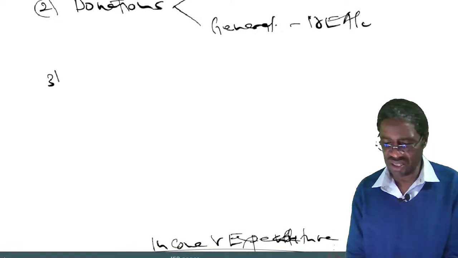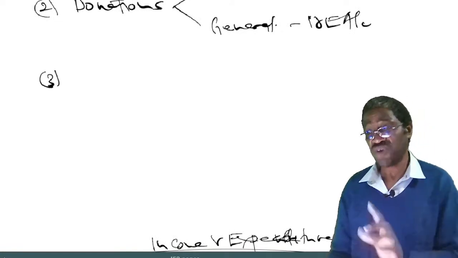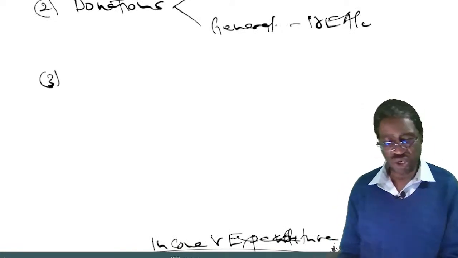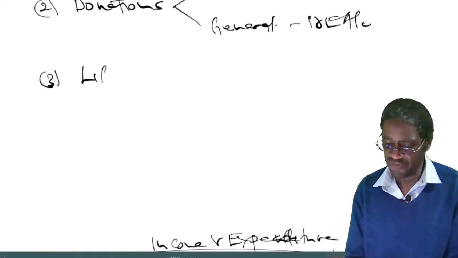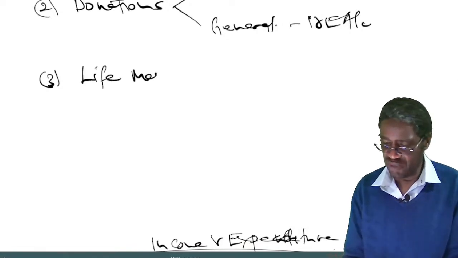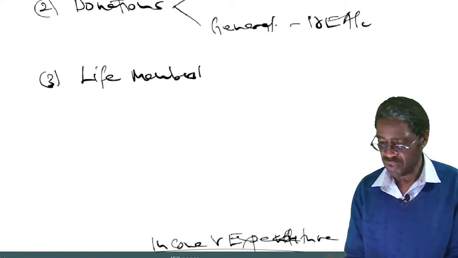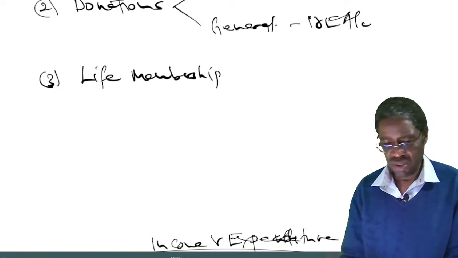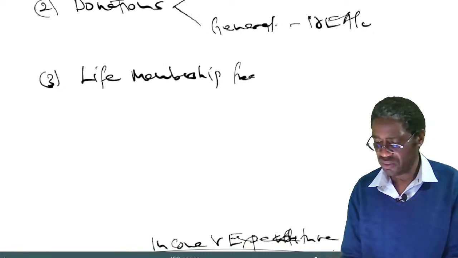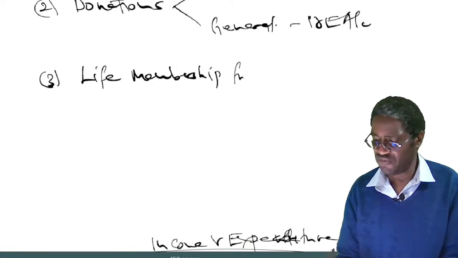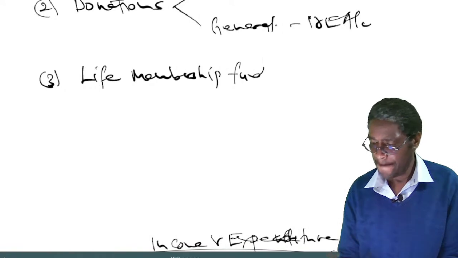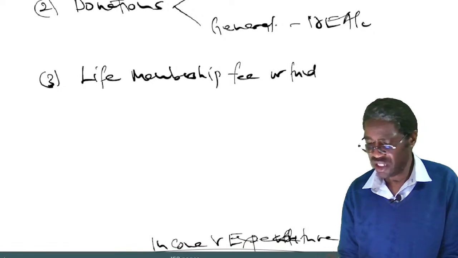Let's discuss the third type of source of income for them, and that's what we call life membership fee, or what you can call life membership fund. Let me explain it.